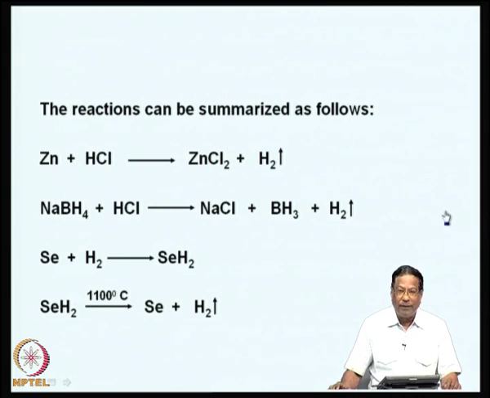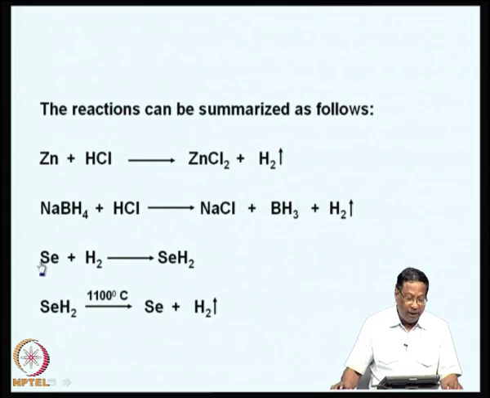So, the reactions are very simple to understand. You have zinc, to this you add hydrochloric acid, it produces zinc chloride and hydrogen gas is released. Similarly, if you take sodium borohydride, that is NaBH4, and react it with HCl, you will get sodium chloride, boron hydride and hydrogen. You should remember that both these hydrogens are nascent hydrogens and very reactive, highly reactive.